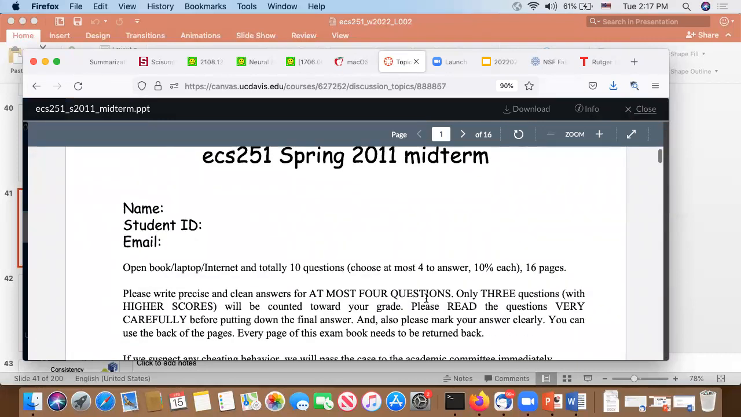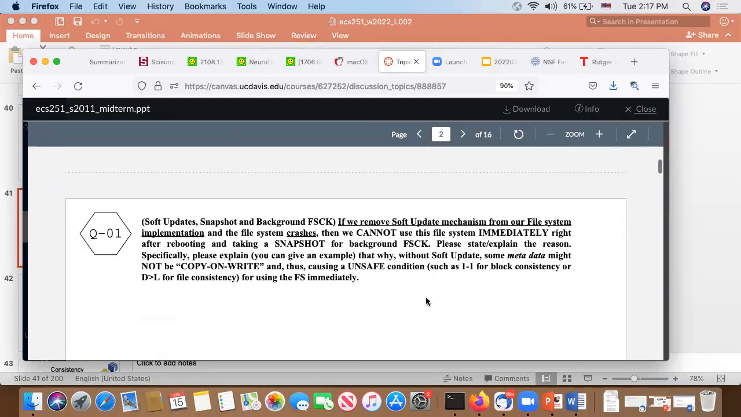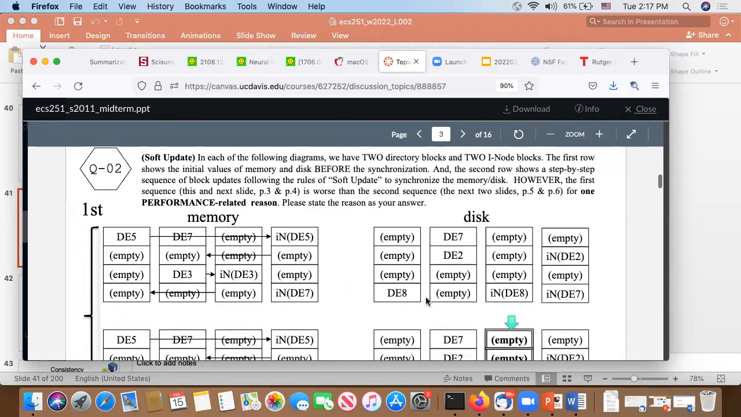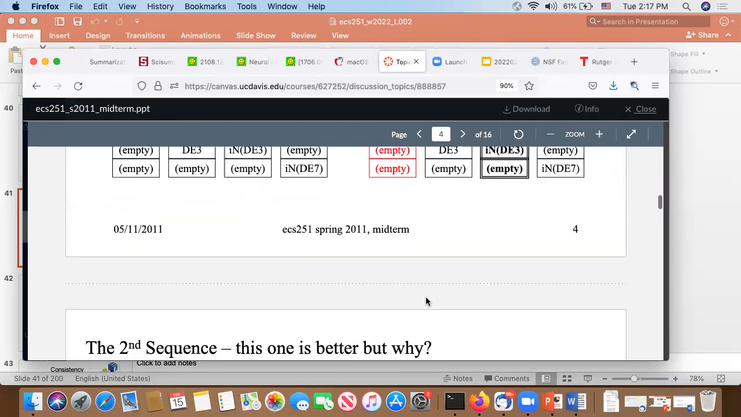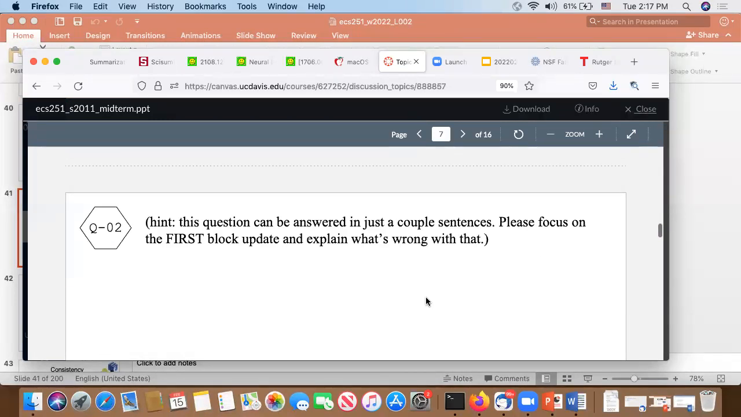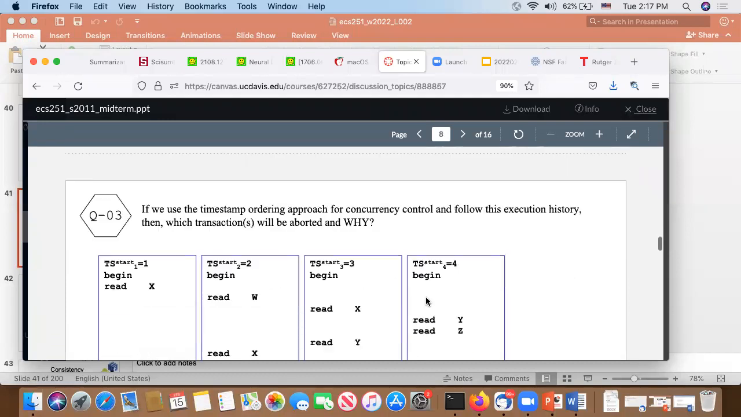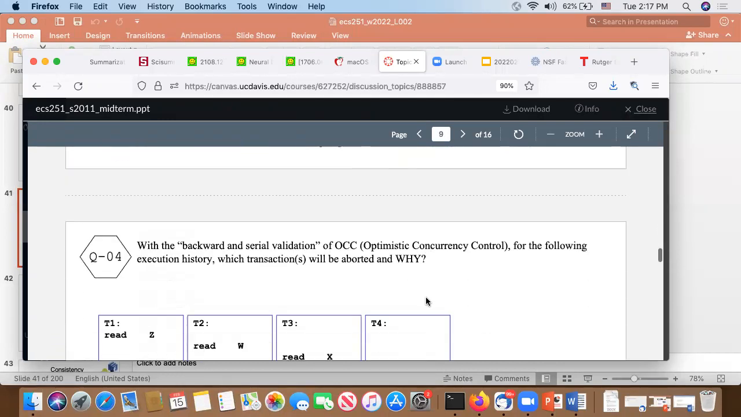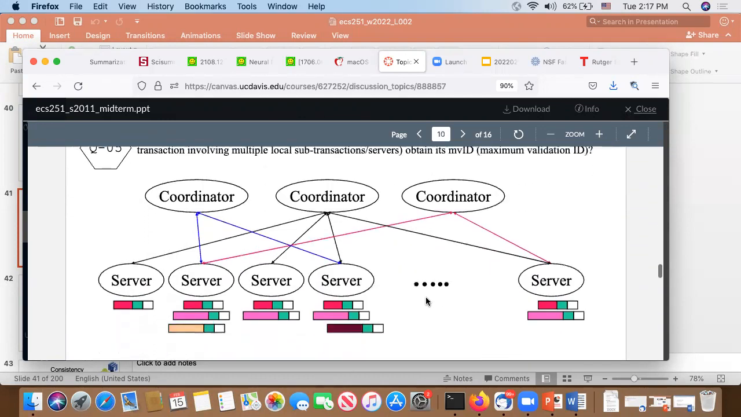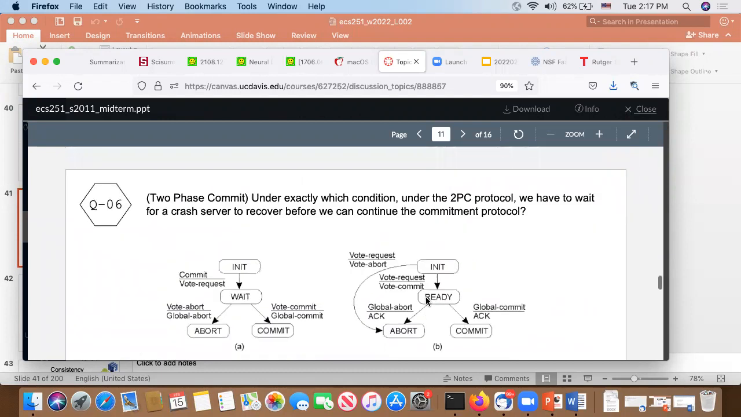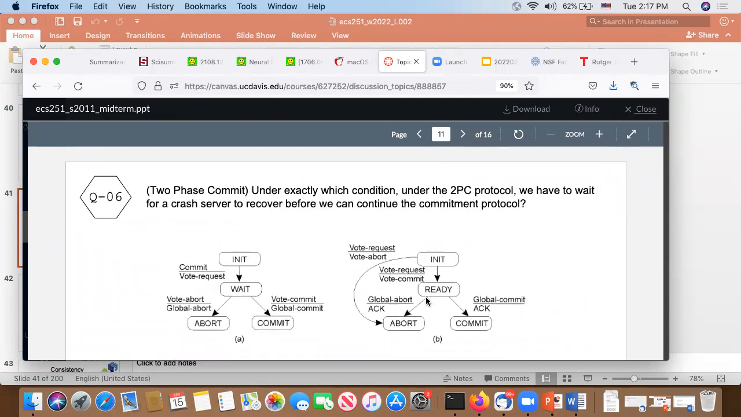Spring 2011. I include this because I think there was at least one question. Okay, background FSCK, you don't need to worry about that. This is sub update, you don't need to worry about that. This one is concurrency control. You don't have to worry about that. Okay, this one. Oh, this is distributed. Yeah, okay. This is the same question.